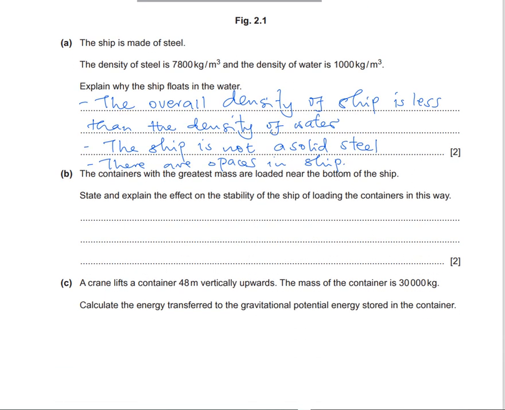So let's go to part B. The containers with the greatest mass are loaded near the bottom of the ship. State and explain the effect on the stability of the ship of loading the containers in this way. So let's look at the reason why these containers must be put at the bottom and not on the top, and how that helps in the stability of the ship.